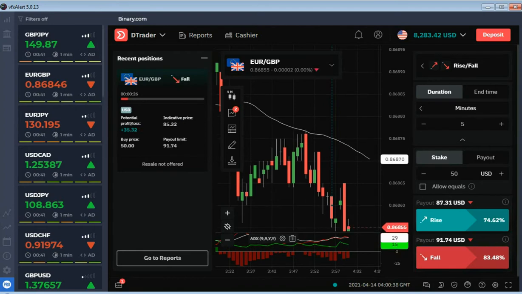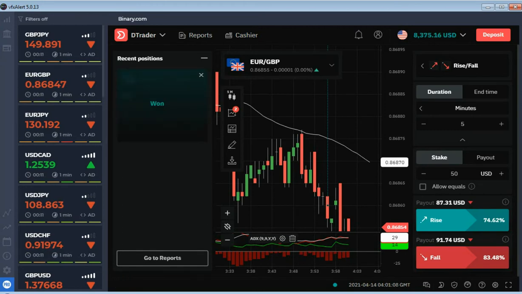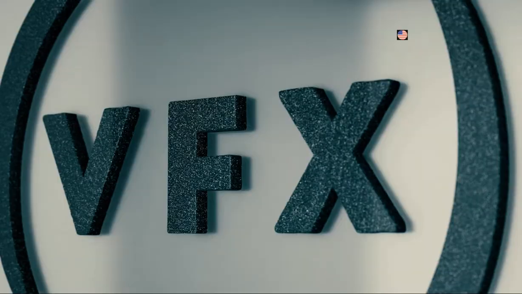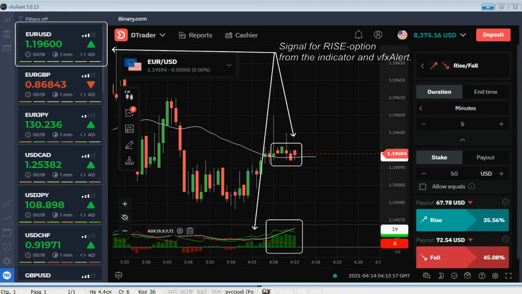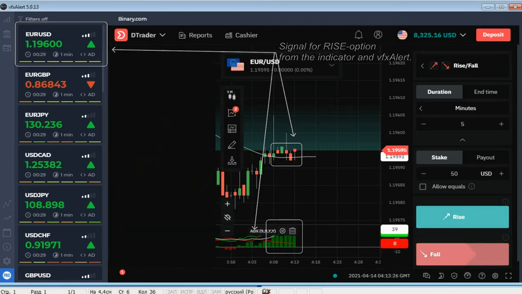High volatility, engulfing pattern appears. The option is in profit, waiting for expiration. The first option is closed with a profit. We are waiting for the next signal. Euro-Dollar. VFX Alert and ADX confirm the end of sideways movement and the beginning of the uptrend. Open rise option.